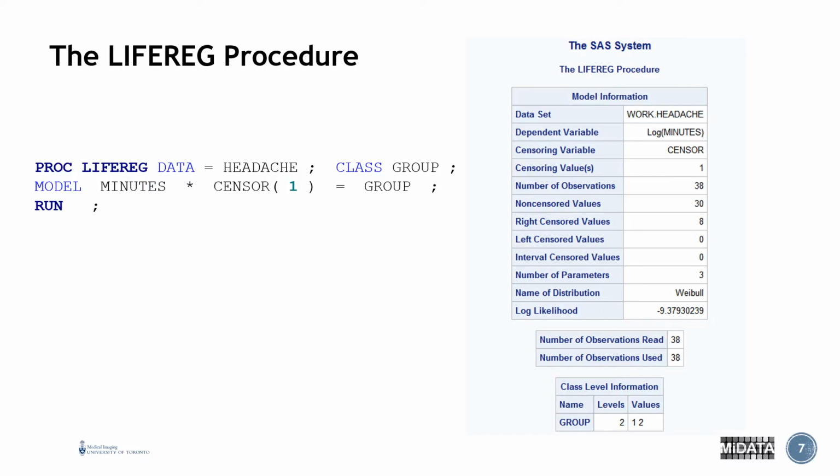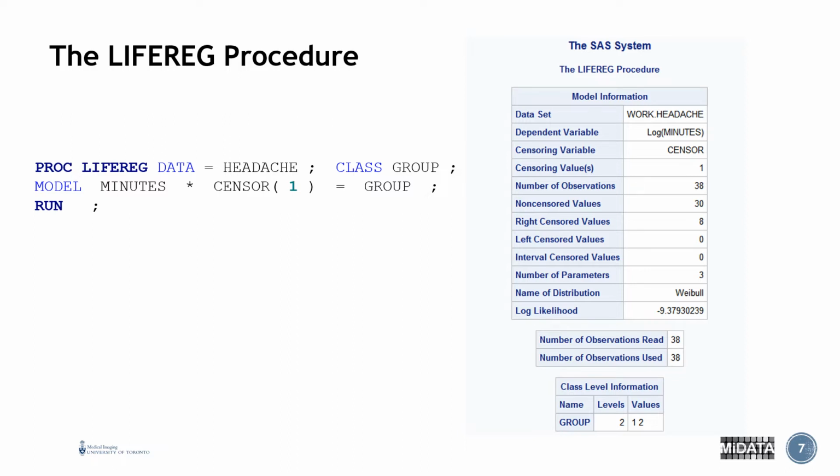Let's get to the analysis. Now, I encourage you all to perform a simple t-test on your outcome, which is time in minutes between the two groups, and then you can compare it to what we get here with survival analysis. In this case, we are starting off with what's called parametric survival analysis, and we use a procedure in SAS called PROC LIFEREG, reg, of course, for regression.